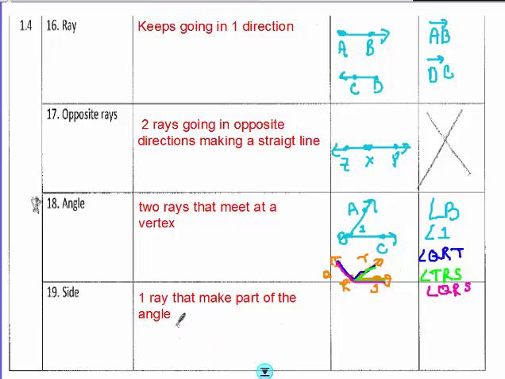The next term is a side. The side of the angle is one of the rays that makes it up. So let's say that we're talking about angle 1, and I want to know the sides of angle 1. I would say that BA, going like that, is one side, and the other one would be BC up there. So it has two sides. When they ask you in your homework to do that, you're looking for the two rays that make up the angle.